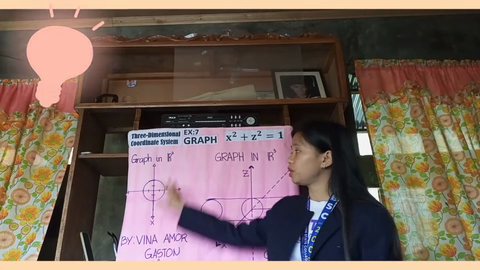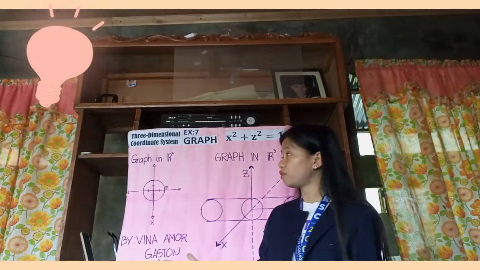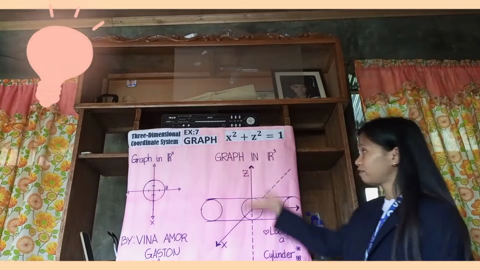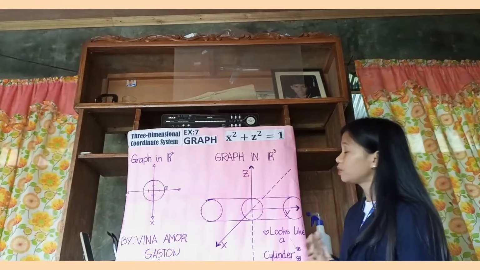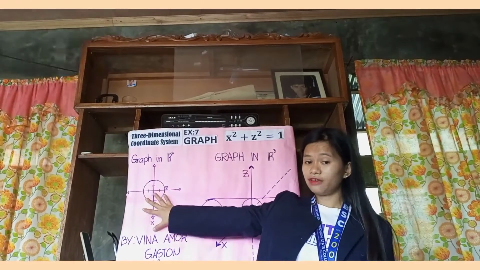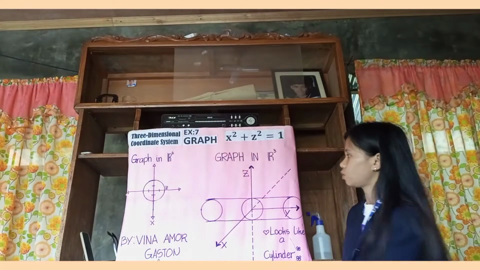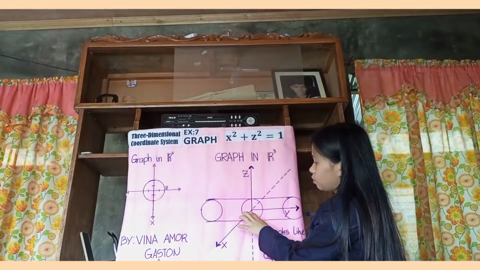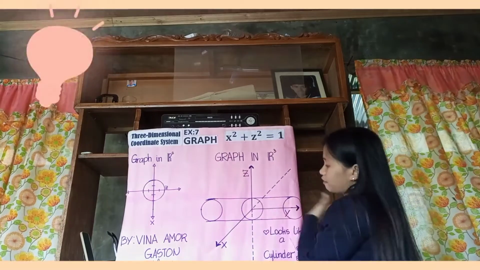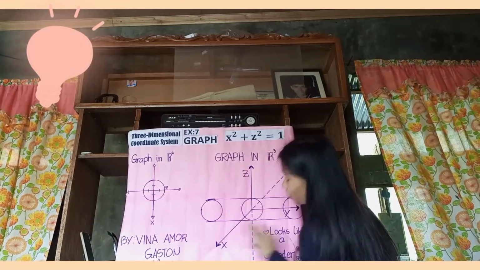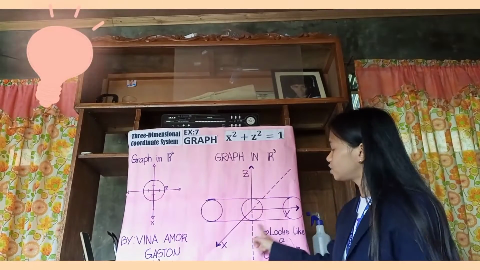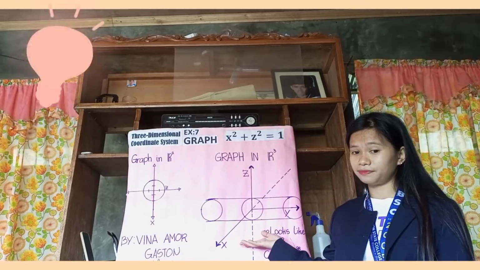So now, because we already know the image of our equation in two space, let us proceed in graphing it in three space. Like what we did in the previous graph, draw the axes first. So we have here the z-axis, which is up and down, the y, which is left and right, and the x in this way. So like what we did in two space, we also created a circle here in our three space.